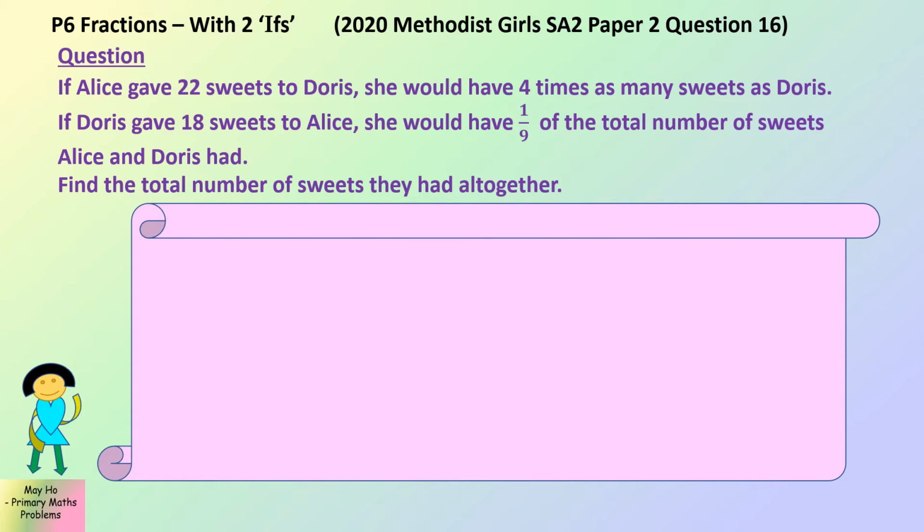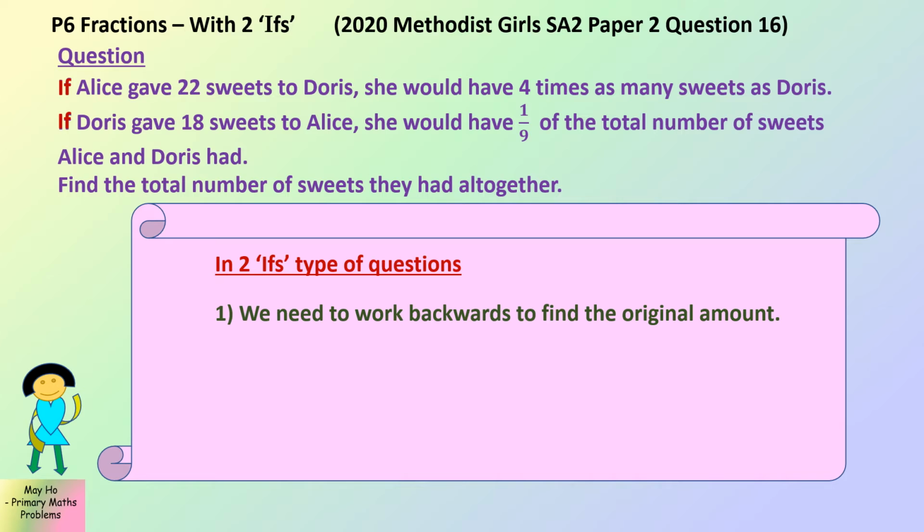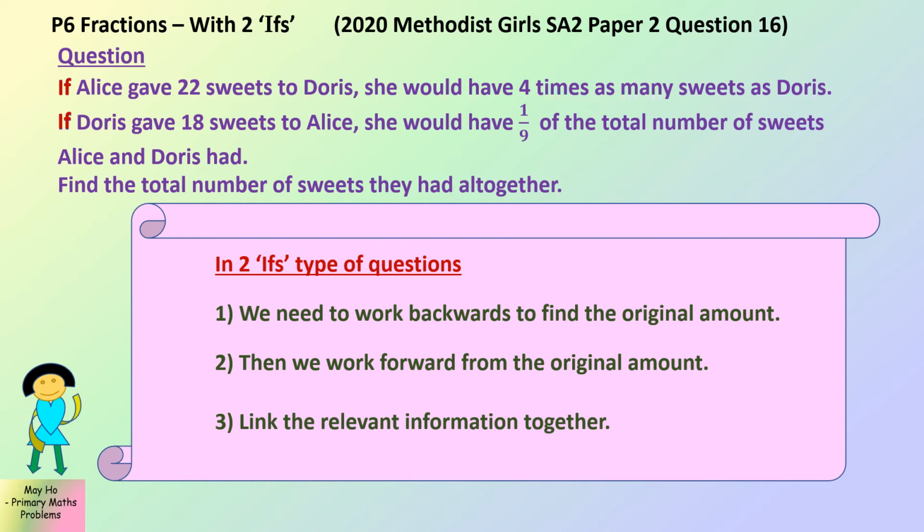Let's look at the question now. You'll notice that there are 2 ifs here. So in this type of question, we need to work backwards to find the original amount. Next, then we work forward from the original amount. Lastly, try to link the relevant information together.